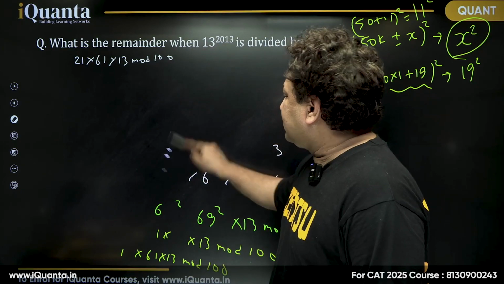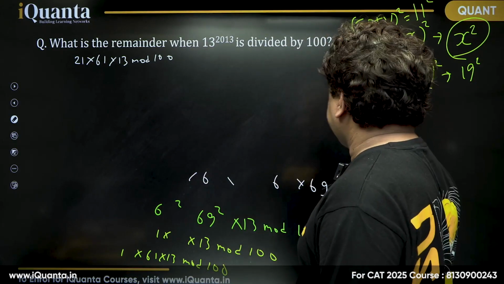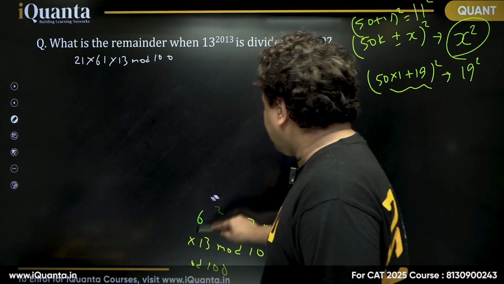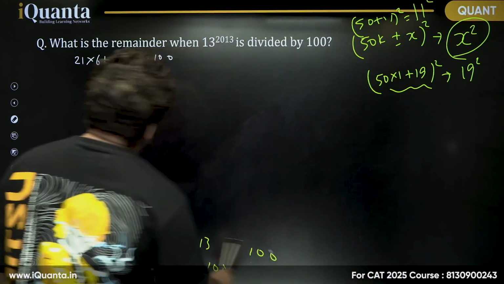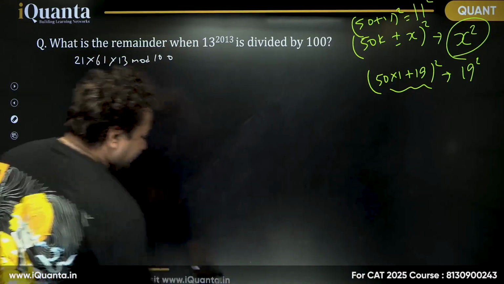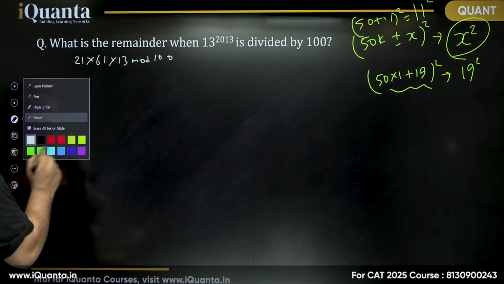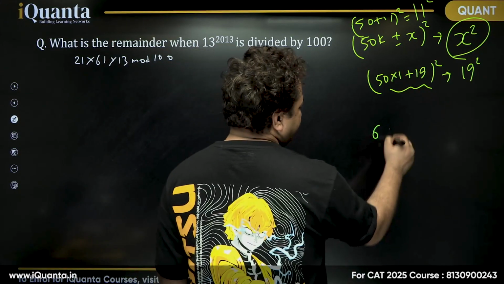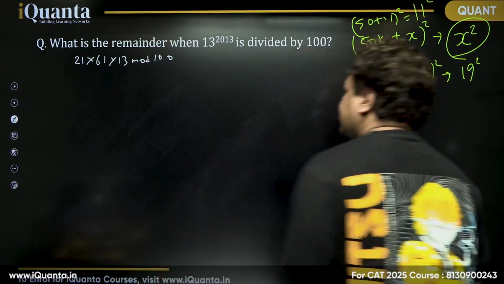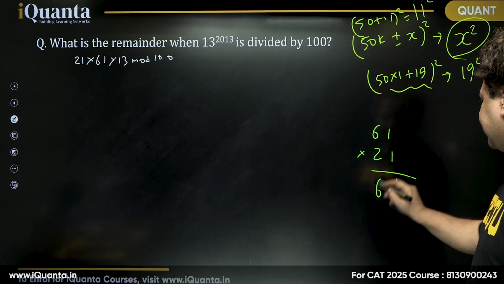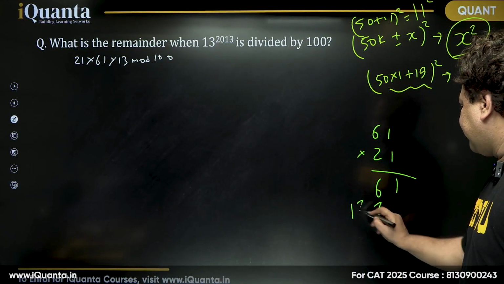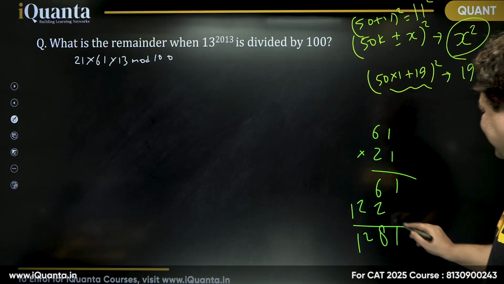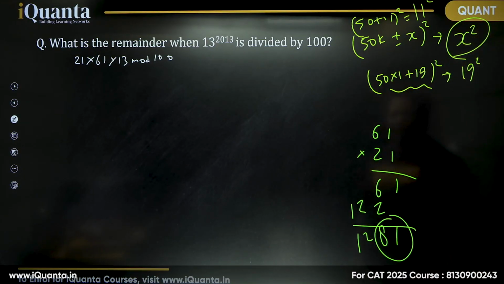So now I'm concerned only with those values. Okay, how to solve that? I'll go by normal multiplication. 21 into 61 into 13. And also I need the last two digits only. So the rough work, I can do this 61 multiplied by 21. Let's see what's going to happen here. 1 ones are 1, 1 6 are 6, 2 ones are 2, 2 6 are 12. 1 comes here, 8 comes here, 2 1. Now thing is, only these two are relevant, not anything else.